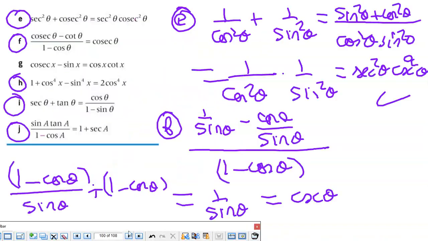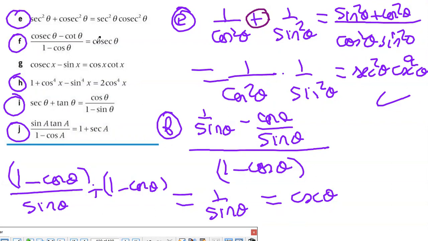We move to part E. Secant squared plus cosecant squared, I want to prove it to this one. So I start first by changing secant to 1 over cosine squared. Cosecant, 1 over sine squared. Now the best way when I want to add two fractions, I need to have the same denominator. So I multiply the first one by sine squared, the second one by cosine squared. So it's going to be sine squared plus cosine squared over cosine squared times sine squared. Here it's 1. I can separate the fractions. 1 over cosine squared times 1 over sine squared. What is 1 over cosine squared? Secant squared, and this is cosecant squared. Proved.